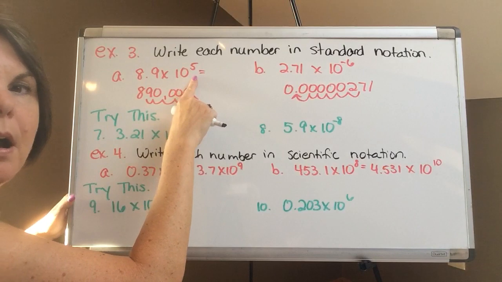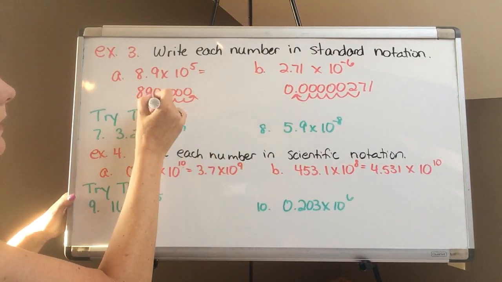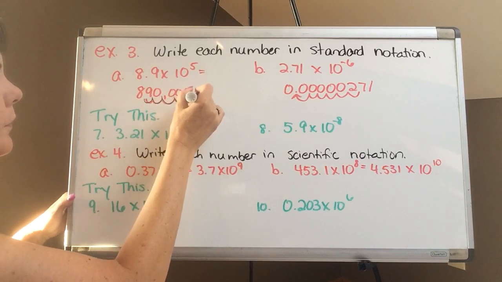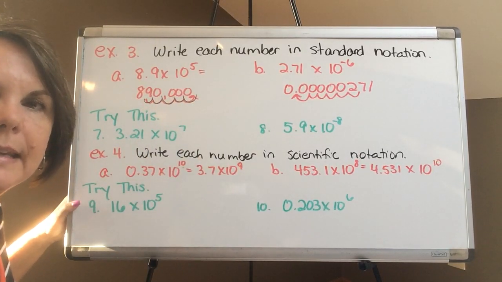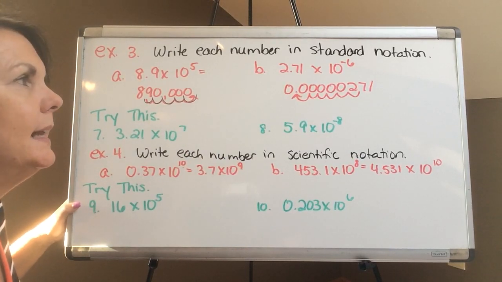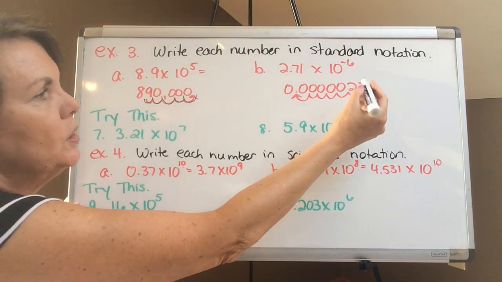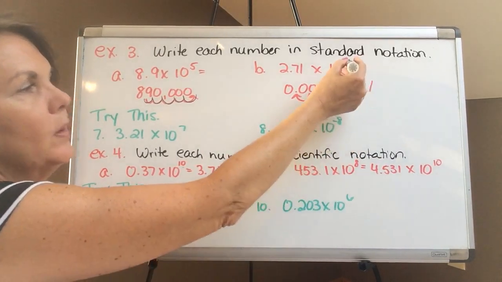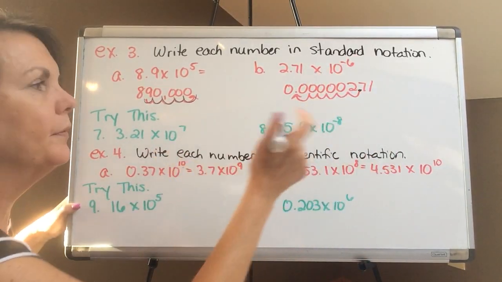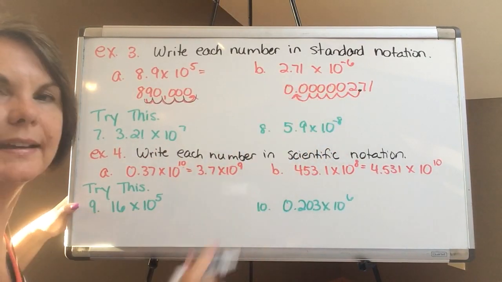10 to the 5th, that's a positive exponent. Your number is going to get greater. 1, 2, 3, 4, 5. 890,000. Here, 2.71 times 10 to the negative 6, that number is going to get much smaller. So if we start here, I'm going to move 6 to the left. 1, 2, 3, 4, 5, 6.